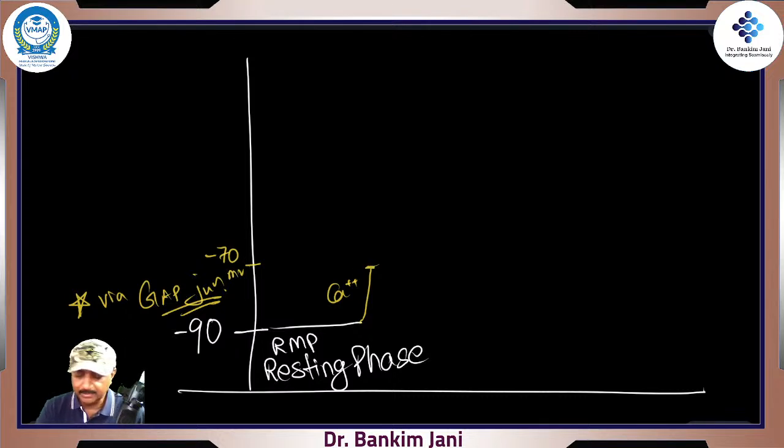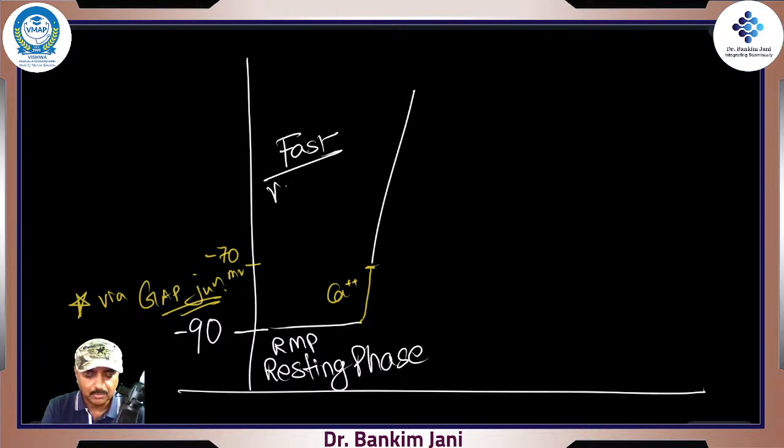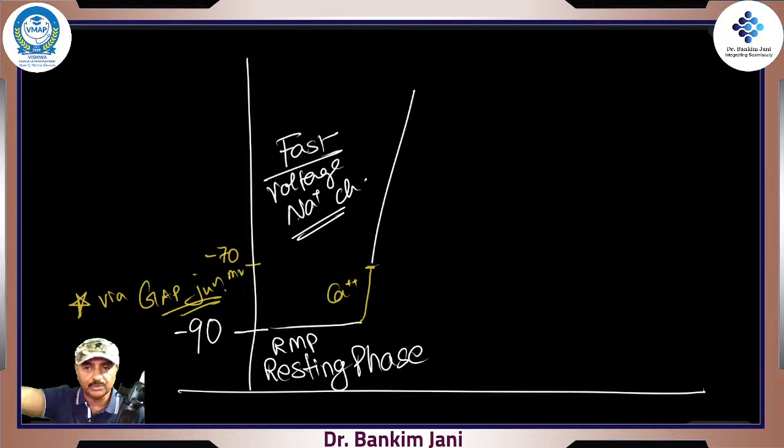At minus 70, what happens? There is a boom, right? These are always fast acting, very fast, voltage gated sodium channels. Outside, sodium is always more, right? Into the cell, so they just all gush in. So this sodium comes in. Calcium also comes in, right? Down means we consider that it is coming in. So we call this depolarization, right? Things are becoming positive.